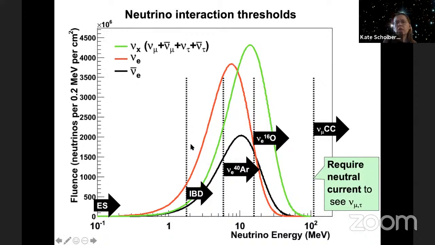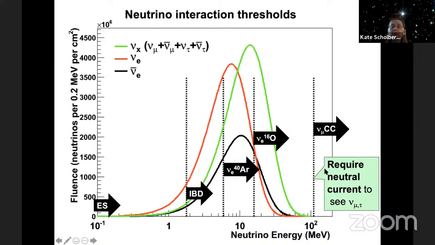And the thresholds for these interactions to go: for elastic scattering, there's no threshold, but if you want to have an interaction on a proton or on nuclei, there's a threshold for that to happen. And that means that you can't see some of the flux. So, for example, inverse beta decay, you can see all the energies above this vertical line. So that's most of it. For argon, you can see all the energies above this line, and you cut off the low energy tail. And for oxygen, it's even higher.